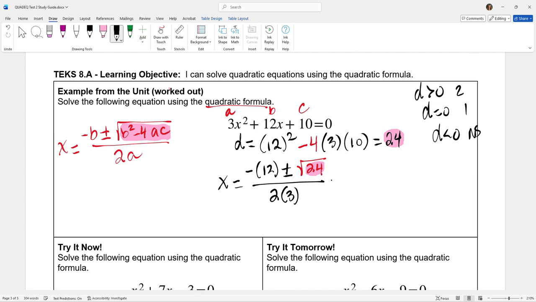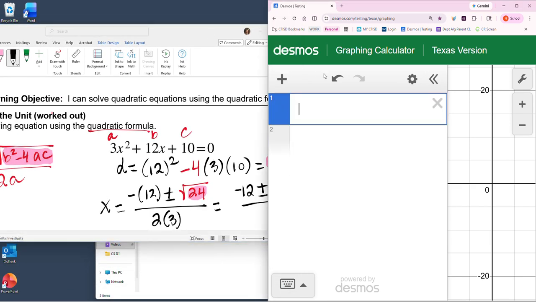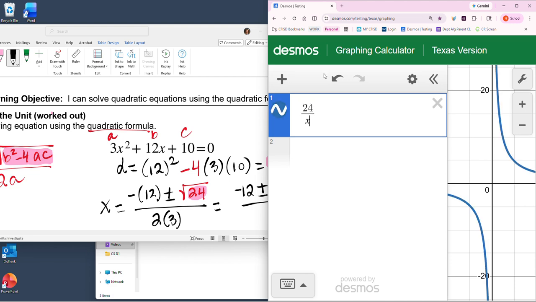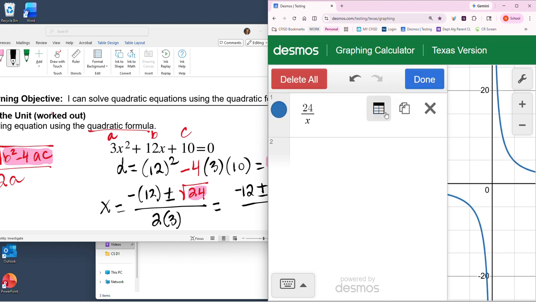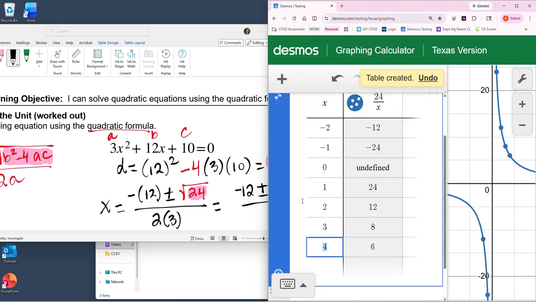Okay, we're going to do some simplifying here. So this is going to be -12 plus or minus, and then 2 times 3 is 6 on the bottom. Now, we're going to simplify the square root of 24 over here. Again, I'm going to make my life easier and use Desmos. I'm going to do 24 divided by x. We're going to convert to a table, and I'm specifically looking for those perfect squares.